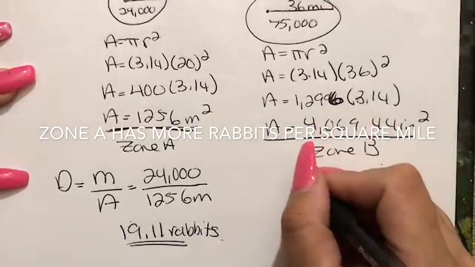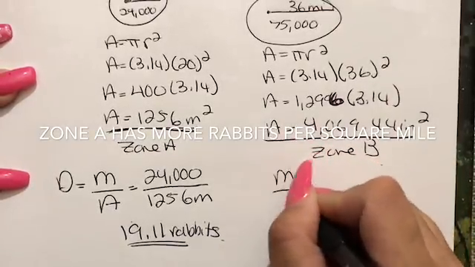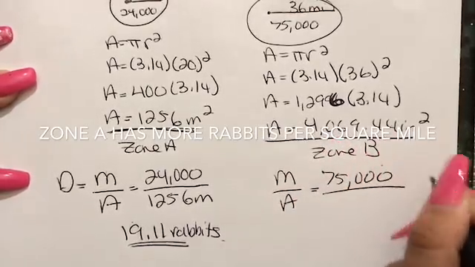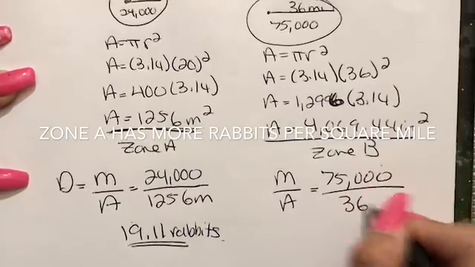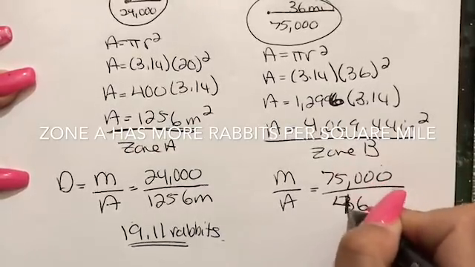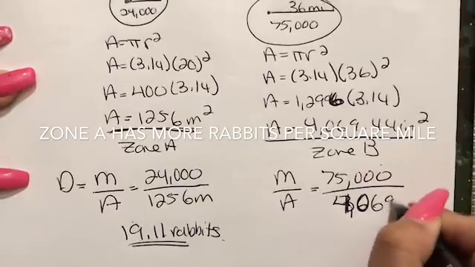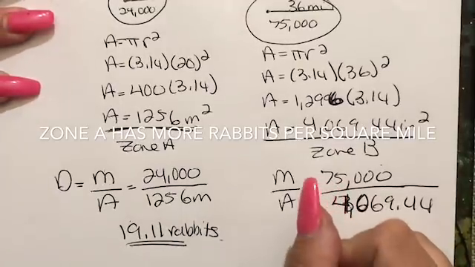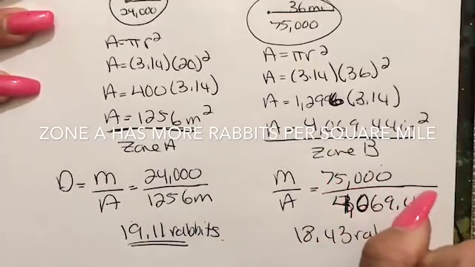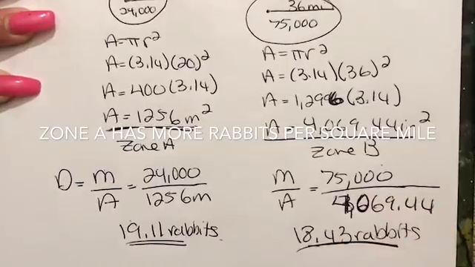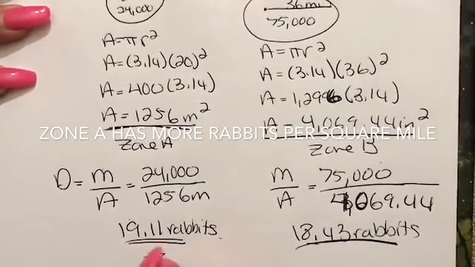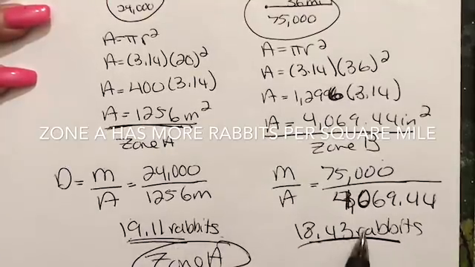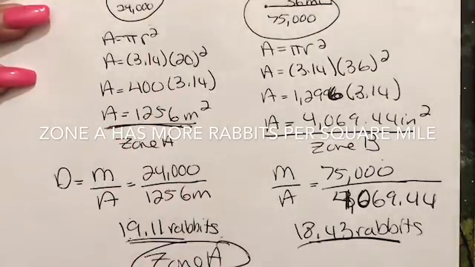Now this one, when I compare the mass to the area, the mass this time is 75,000 divided by 4,069.44, right? And then I'm going to get here 18.43 rabbits. Well, which zone has the greater density? Zone A has the greater density. They have more rabbits per meter, per square meter inside those circle areas.